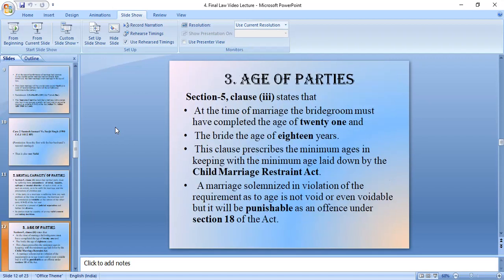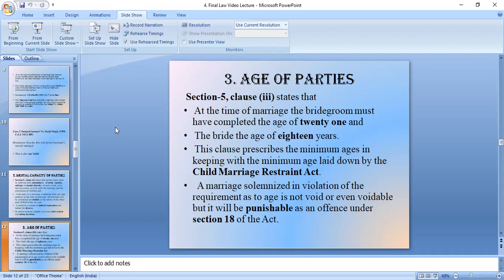The third condition for marriage is age of parties. According to Section 5, subclause 3, at the time of marriage, the bridegroom must have completed the age of 21, and in case of the bride, it should be 18 years. This clause prescribes the minimum age in keeping with the minimum age laid down by the Child Marriage Restraint Act.